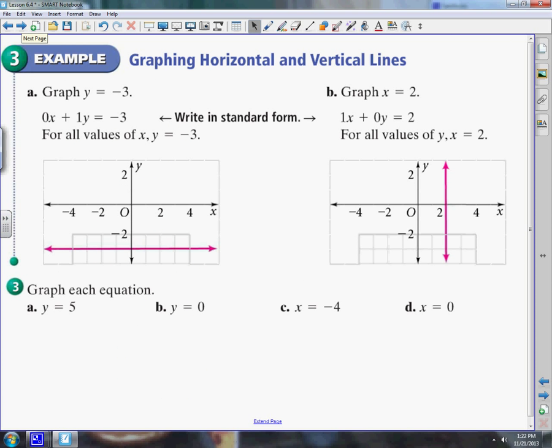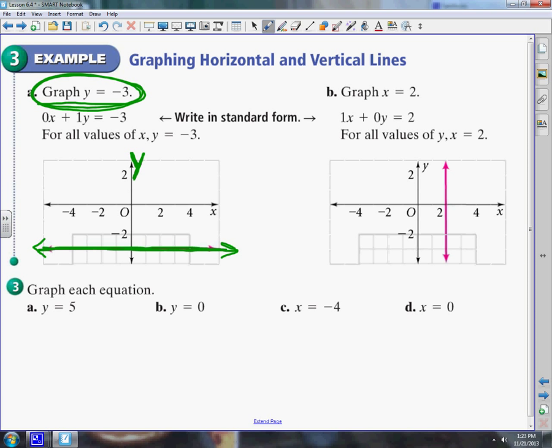Okay, graphing horizontal and vertical lines. So make sure you write this in your notes. The graph of y equals -3 looks like this. It goes through the y-axis at -3. It is a horizontal line.